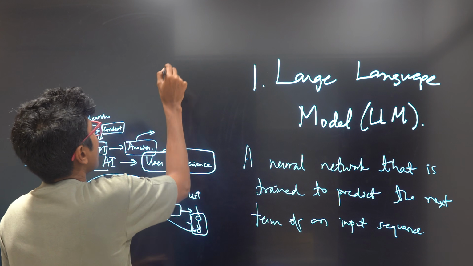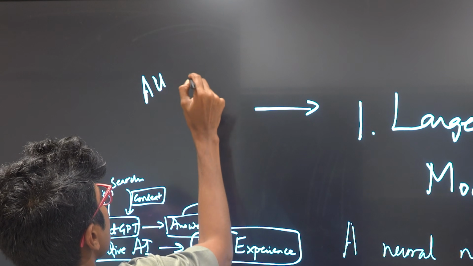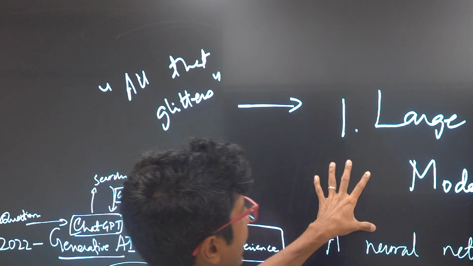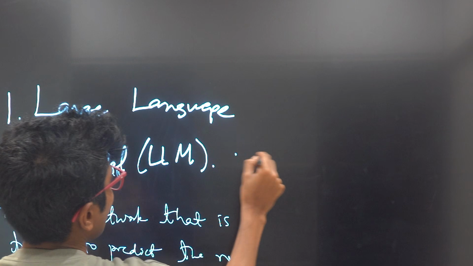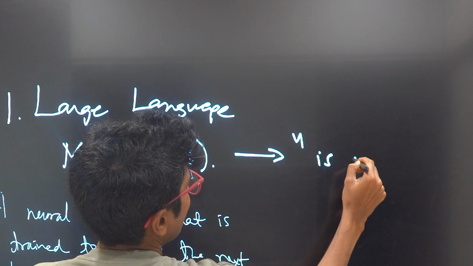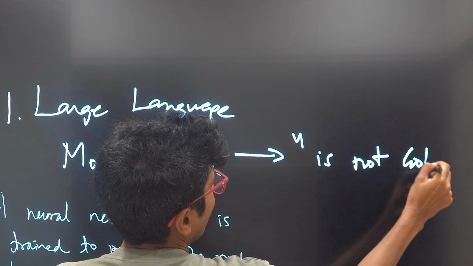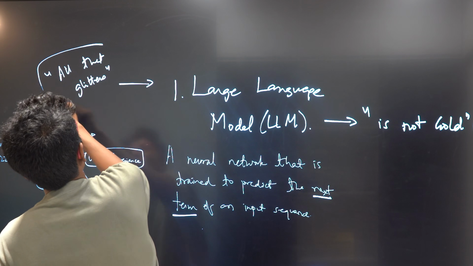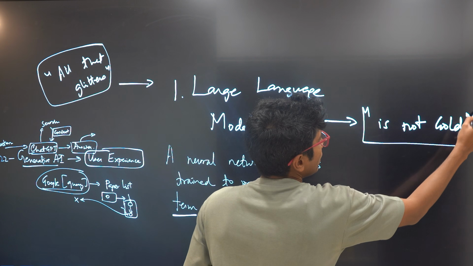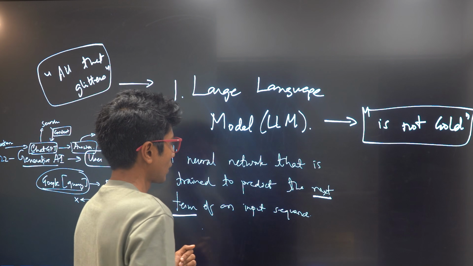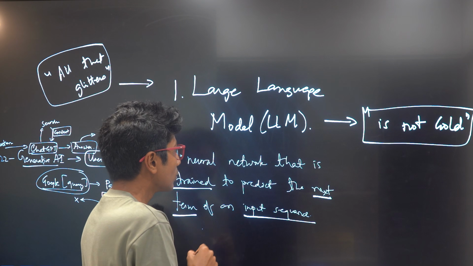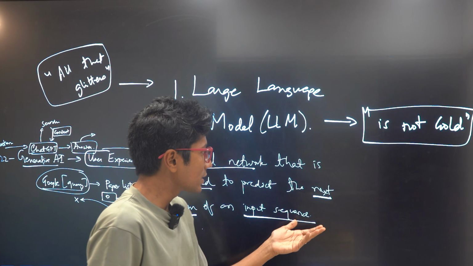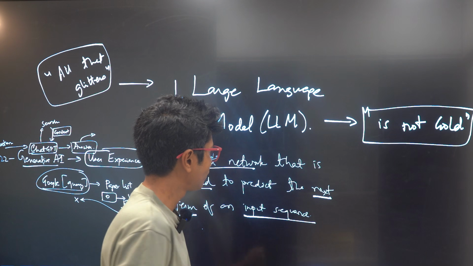For example, if I pass in the query "all that glitters" to a large language model, then it's going to come up with a response of "is not gold." At which point the complete response of "all that glitters is not gold" is returned to the user. What do we mean by training? What do we mean by neural network? As we go through this video, you will be understanding these terms better one by one.